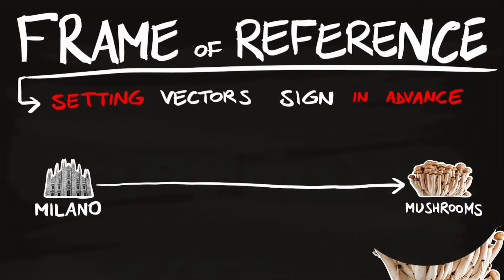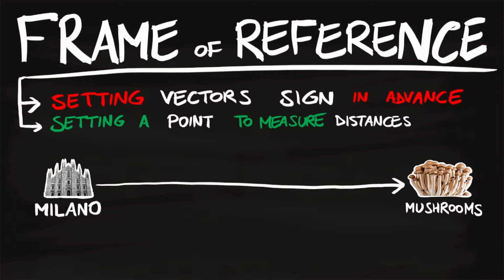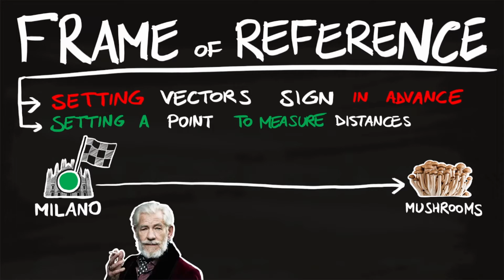But there's more! A frame of reference is not just about choosing signs. You must also choose a point of reference. This will be the point you're gonna measure all distances from. My grandpa's point of reference is gonna be Milan. I mean, it doesn't make much sense to measure distances from a random service station on the way, right? So, sign for vectors and point of reference for distances.